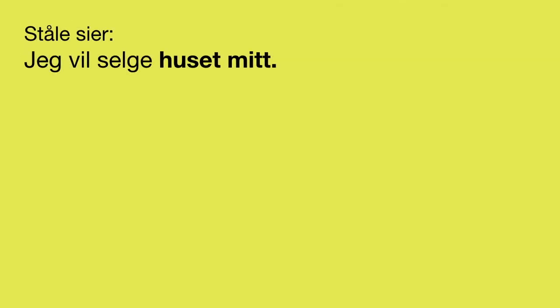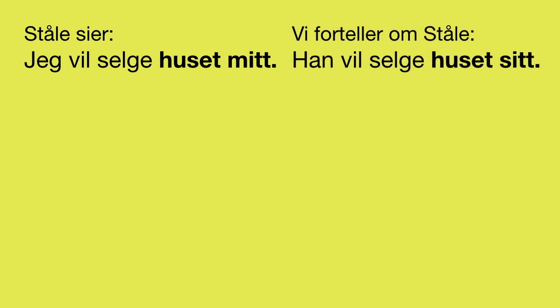So we have Ståle. Ståle is a person, a guy, and he says, Jeg vil selge huset mitt. I want to sell my house. Well, that's all right. That's pretty straightforward. Jeg, the subject, huset mitt. So the house belongs to the subject. That's very easy. But if we want to tell about Ståle, what we are going to say is Han vil selge huset sitt.